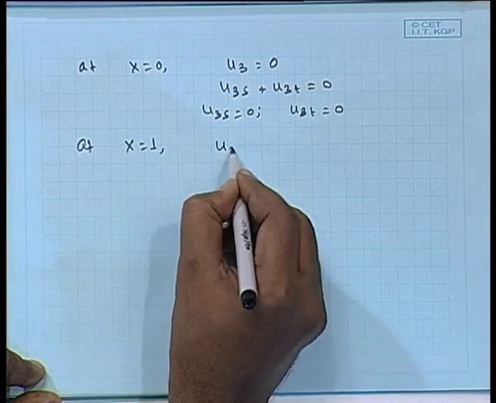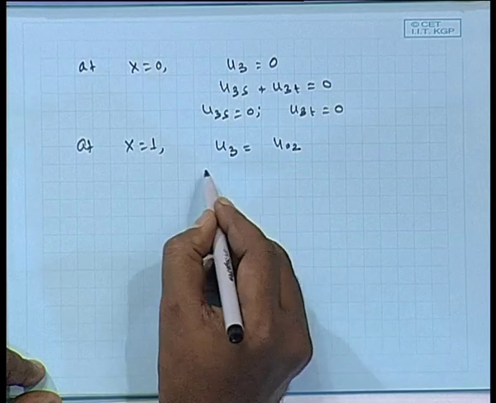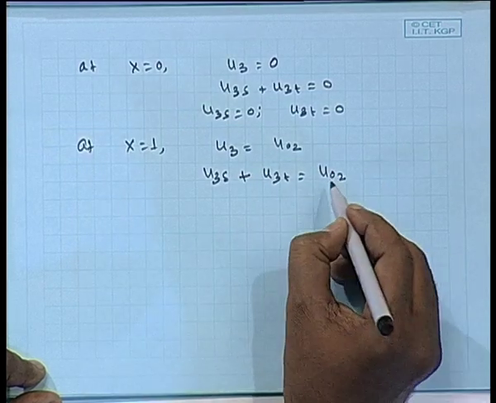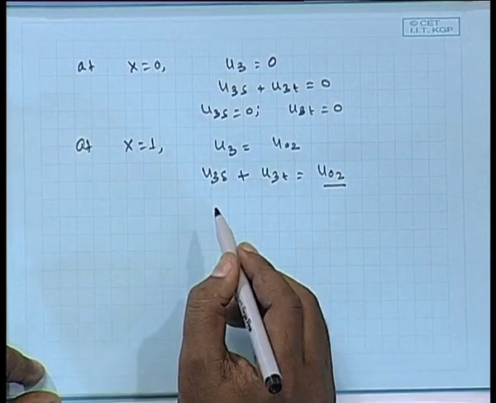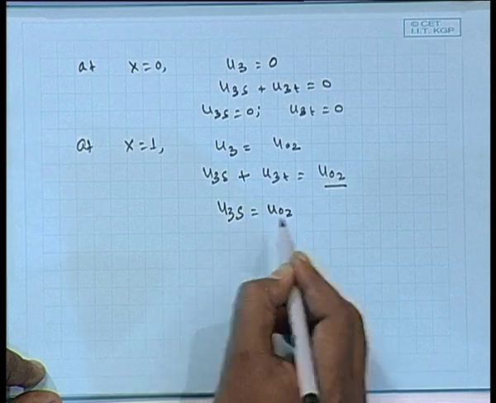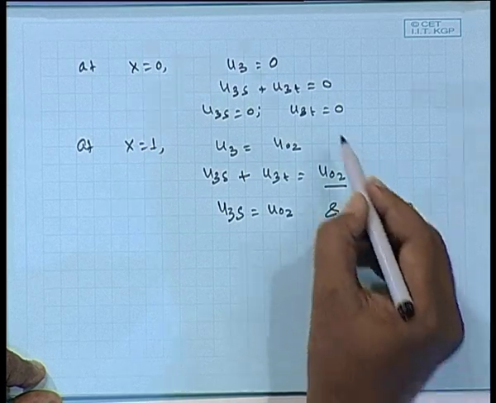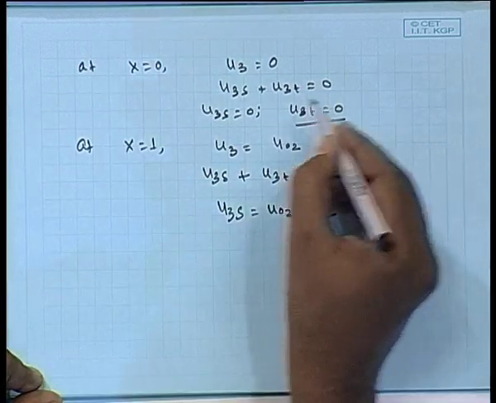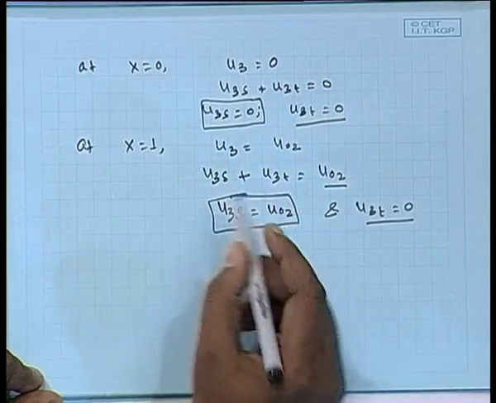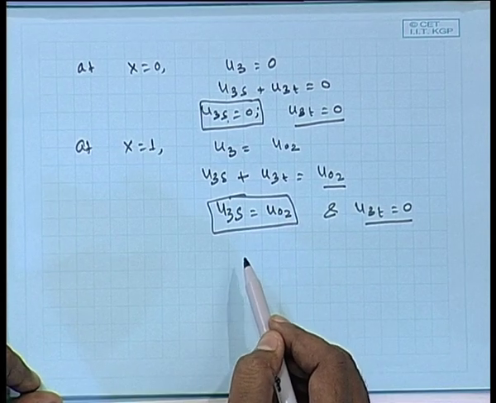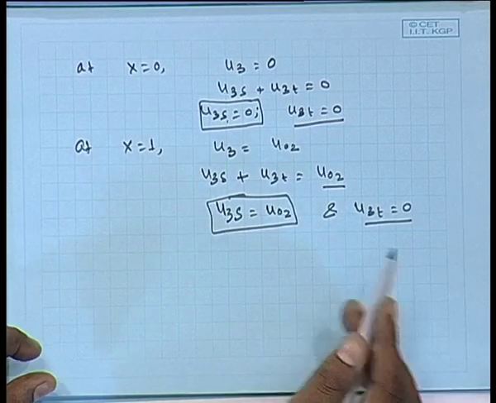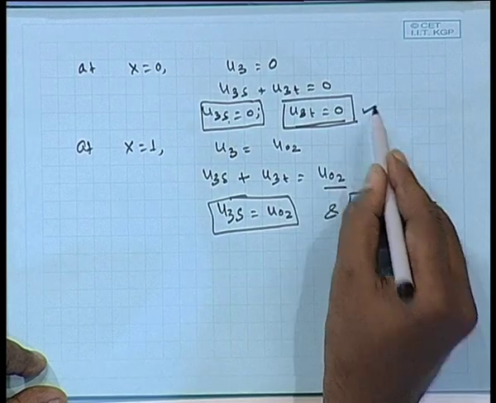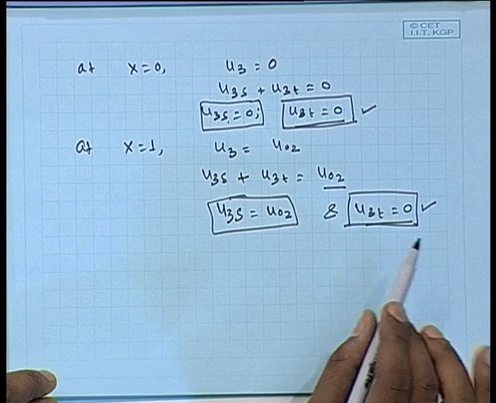At x equal to 1, your u3 was u02. u3 consists of u3s plus u3t is equal to u02. Now, you allow this non-homogeneous boundary condition value to go along with u3s. u3s is u02 and u3t is equal to 0. That will force the boundary conditions of the time varying part to be 0. So, basically these two will be constituting the boundary condition for u3s at x equal to 0 and at x equal to 1. Okay, that is straightforward. I am not doing that again. For u3t, this will be the boundary condition at x equal to 0, and this will be the boundary condition at x equal to 1. They are homogeneous.